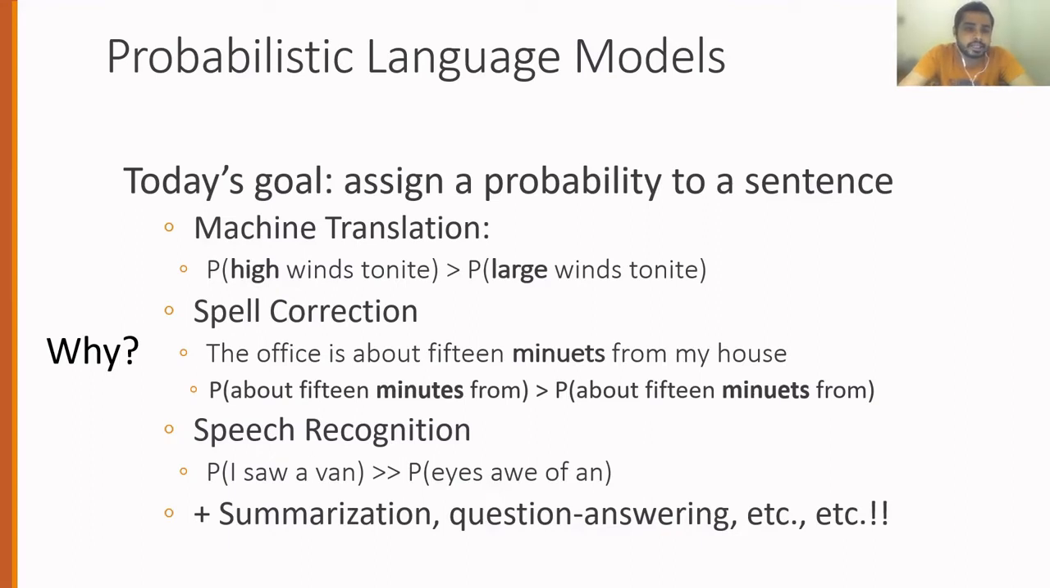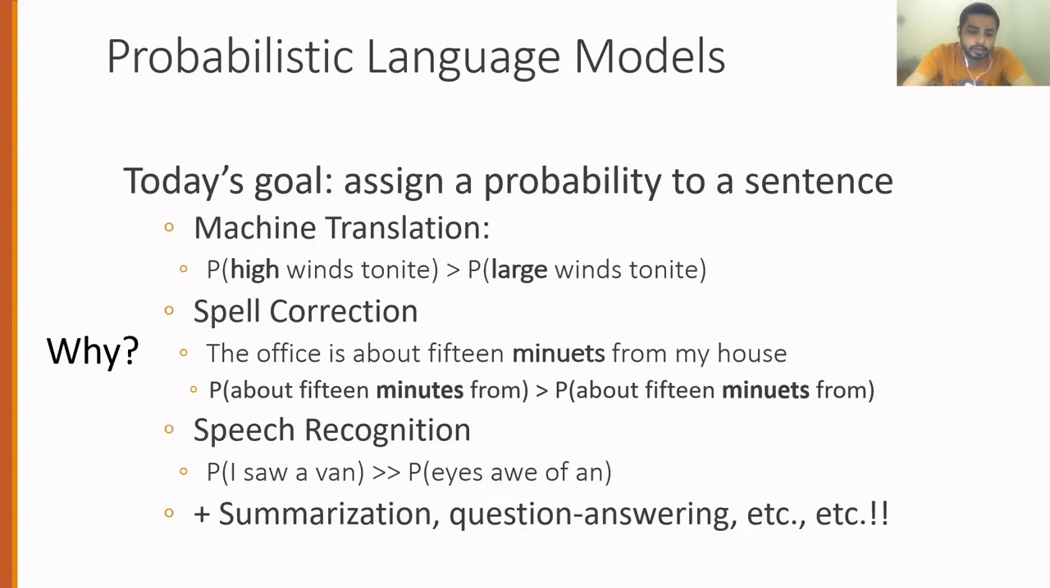Another interesting area in which probabilistic language models are used is machine translation. For example, suppose you're translating something from Chinese to English, and the Chinese sentence says "high winds tonight." The probability of this sentence, "high winds tonight," is much higher than "large winds tonight." So this is where the language models come into play.